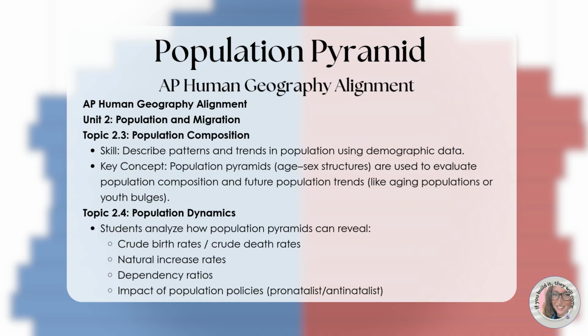AP Human Geography Alignment. Unit 2, Population and Migration. Topic 2.3, Population Composition. Skill: describe patterns and trends in population using demographic data. Key concept: population pyramids, age-sex structures, are used to evaluate population composition and future population trends, like aging populations or youth bulges. Topic 2.4, Population Dynamics.